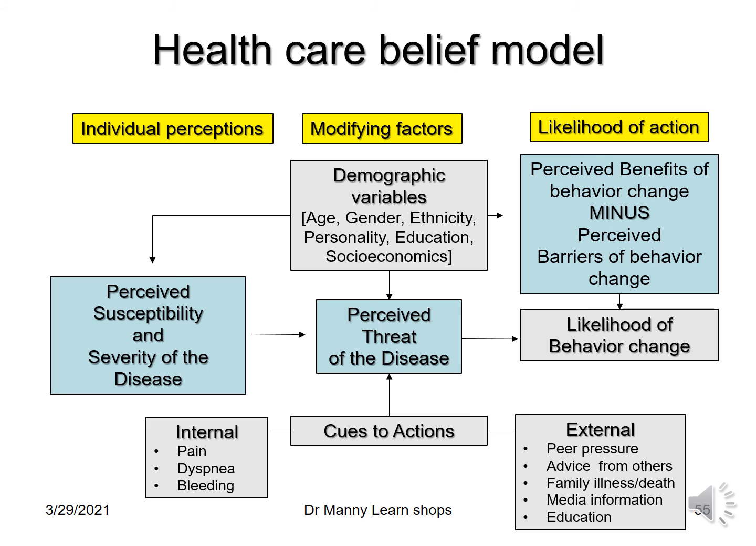Okay? Advice from others. This can be related to saying, oh gee, your mother died of this so many years ago. It's in your family. It's a family history. Or, as in Malaysia, you're getting media information constantly about diabetes, hypertension, heart attack, stroke, etc. Or this could be from education that you've picked up. All these factors are involved in the healthcare belief model.